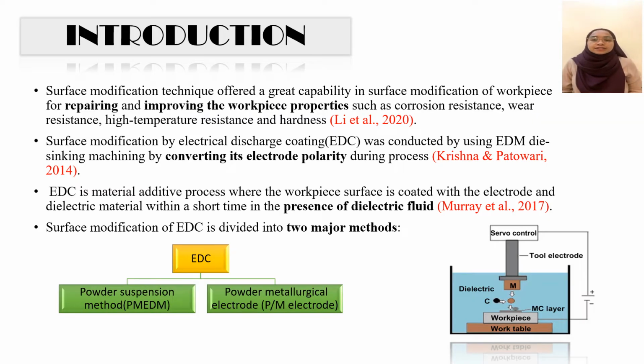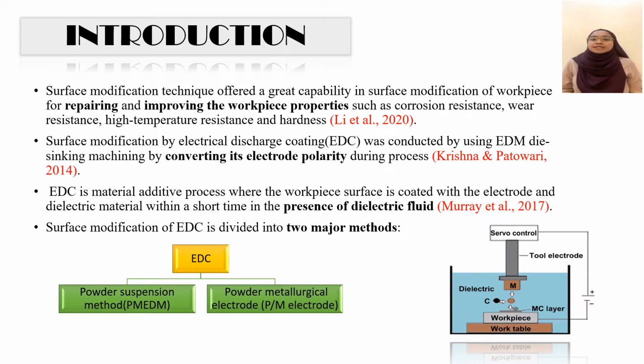Firstly is the introduction. Electrical discharge coating is one of the surface modification techniques that provide a great capability to repair and improve the surface properties of the workpiece. It is able to enhance the characteristics of the workpiece, which is our substrate, mild steel, in terms of hardness, roughness, corrosion, and wear resistance. The EDC process was conducted by using an EDM die sinking machine.